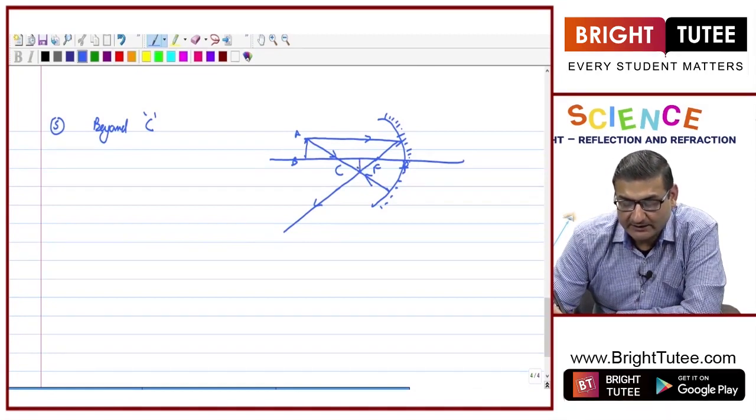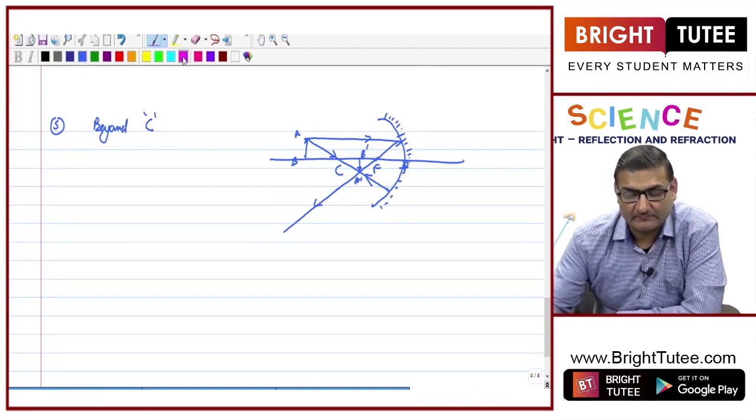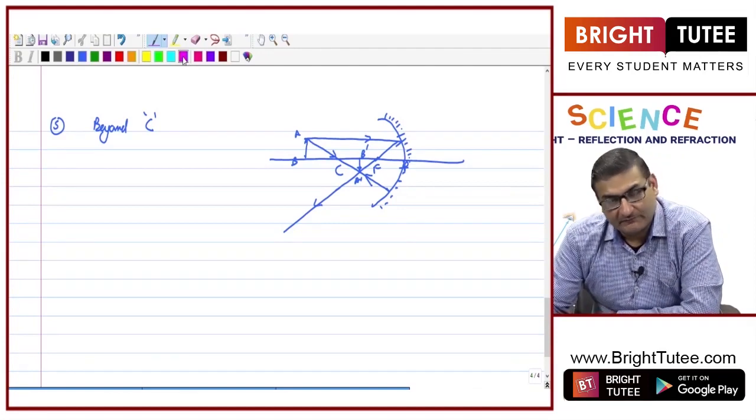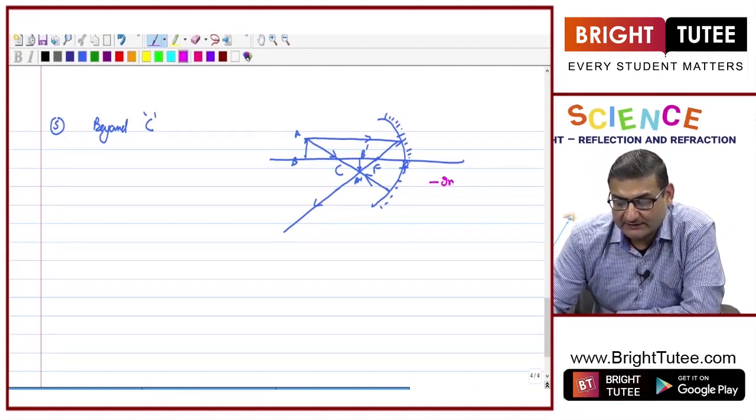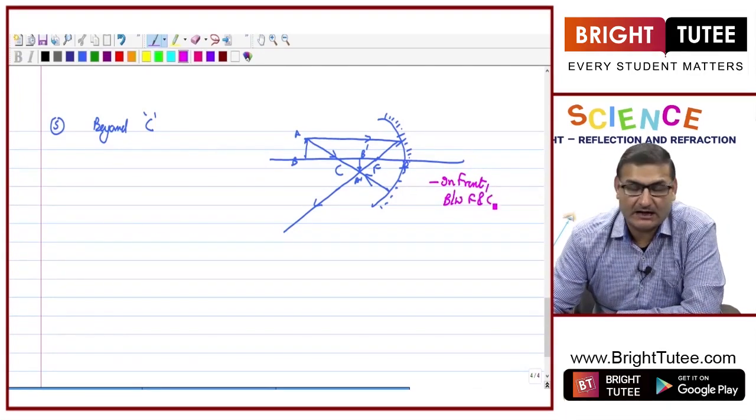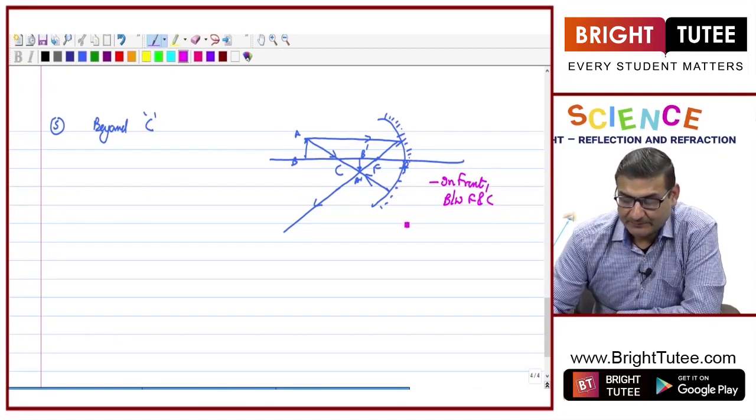So, we see that these two reflected light rays are actually meeting each other at this particular point, and at this point we will say that the image A dash B dash will be formed. Got it? Where is the image getting formed? It is formed in front of the mirror. It is formed between F and C now. Got it?